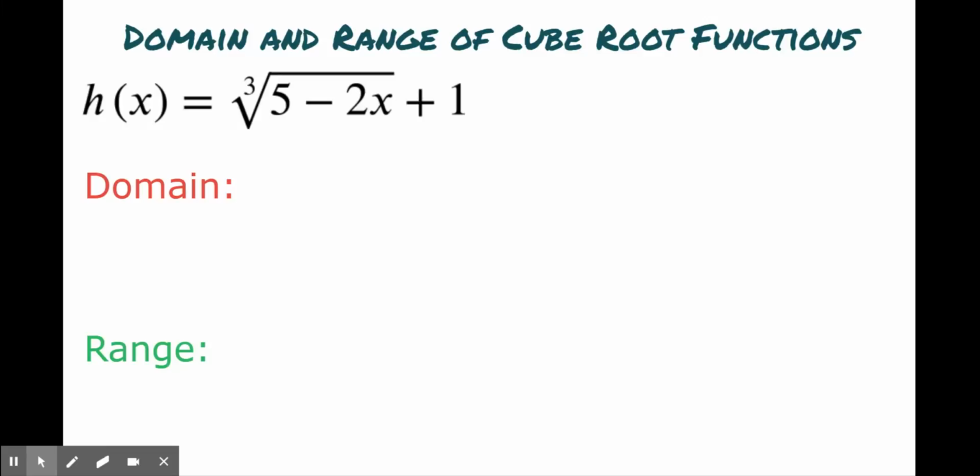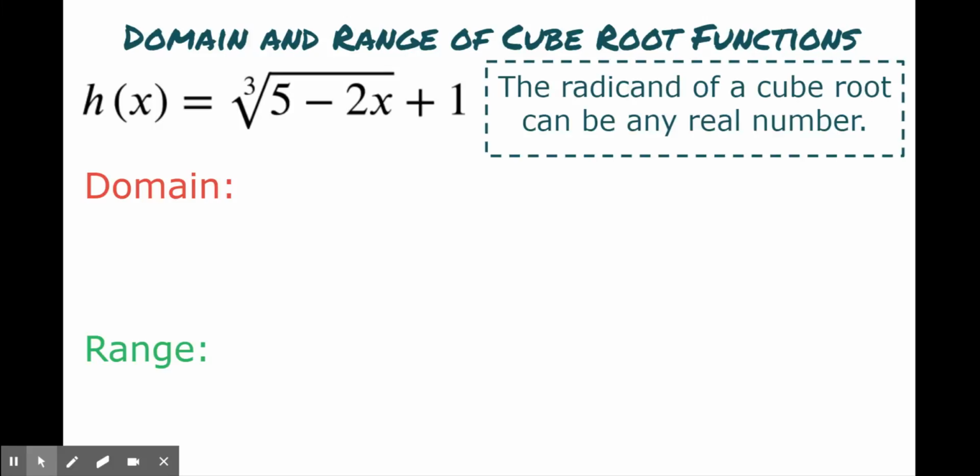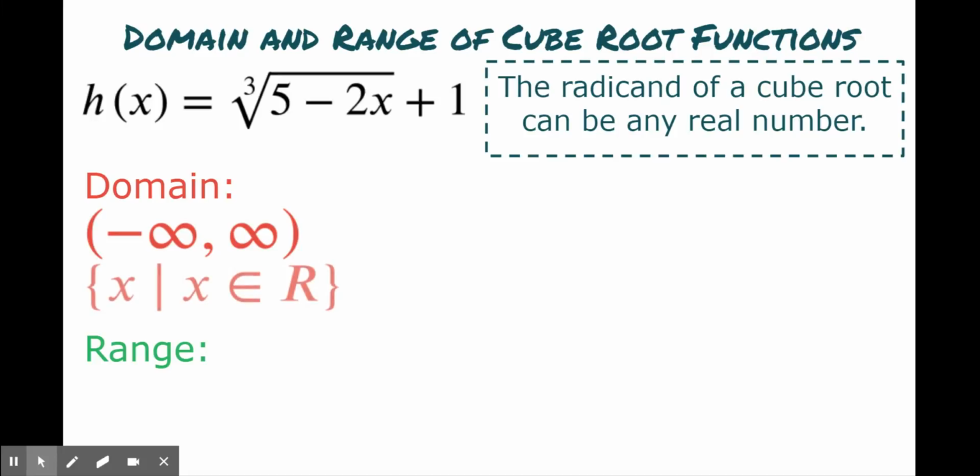Let's try something with a few more changes. Let's take a look at h of x is equal to the cube root of 5 minus 2x, plus 1. So again, will any number that I plug in for x give me an imaginary output? Here, any number that I plug in for x, any number for that radicand, 5 minus 2x, will give me a real output. So the radicand of this cube root can be any real number. So again, my domain will be negative infinity to infinity. Or again, we can say x such that x is an element of the real numbers.